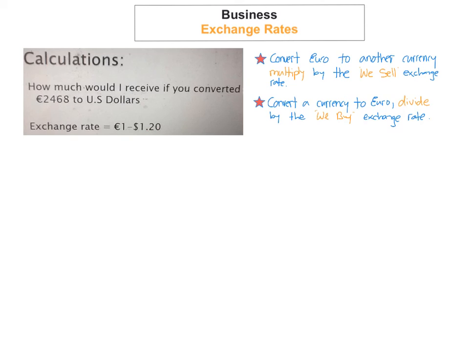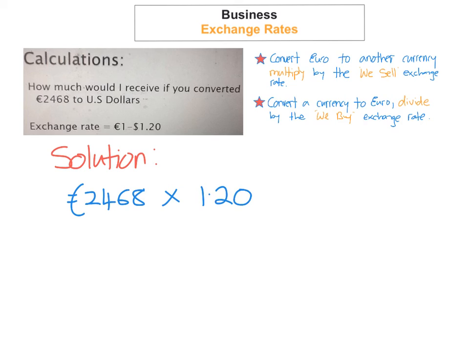So the solution is going to be really simple. The solution is 2,468 multiplied by 1.20, and that's going to give me the answer in US dollars, which is 2,961.60. So that's 2,961.60 US dollars that I would get for my €2,468.